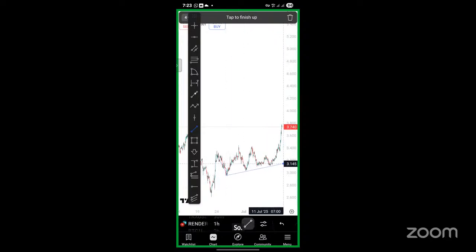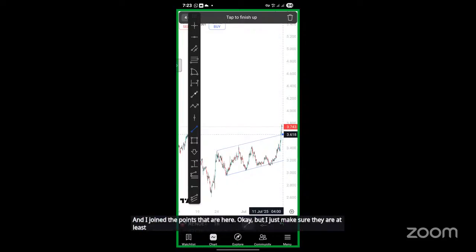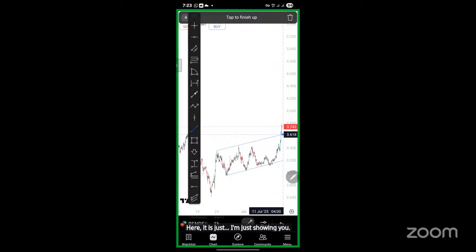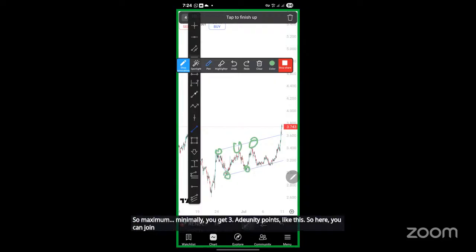So I can join these points here. I can tap on this upper part here, and I join the points that are here. But I make sure they are at least 3. Here I'm just showing you, and it has tapped on 2. So minimally you get 3 and join 3 points like this. So here you can join this and this.